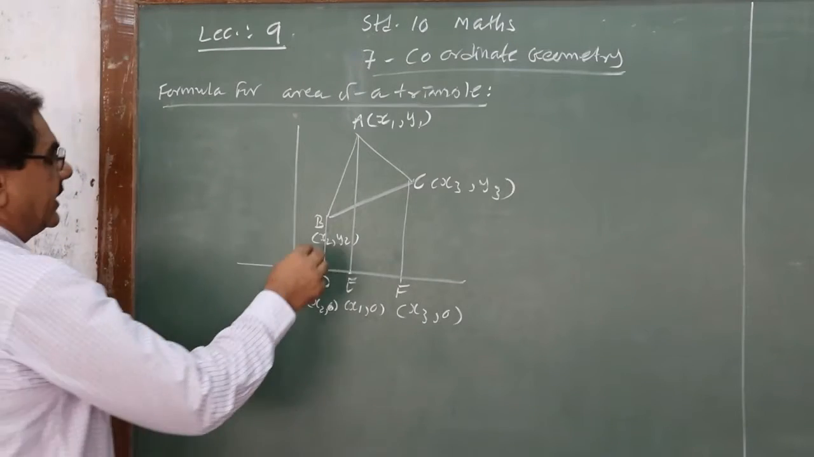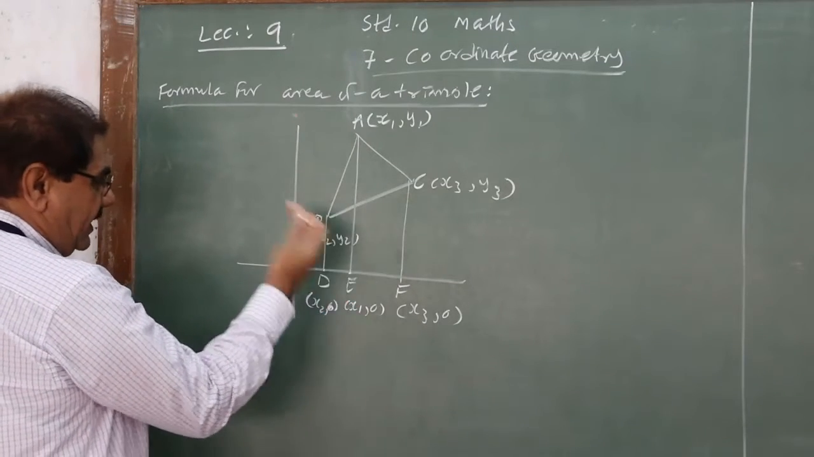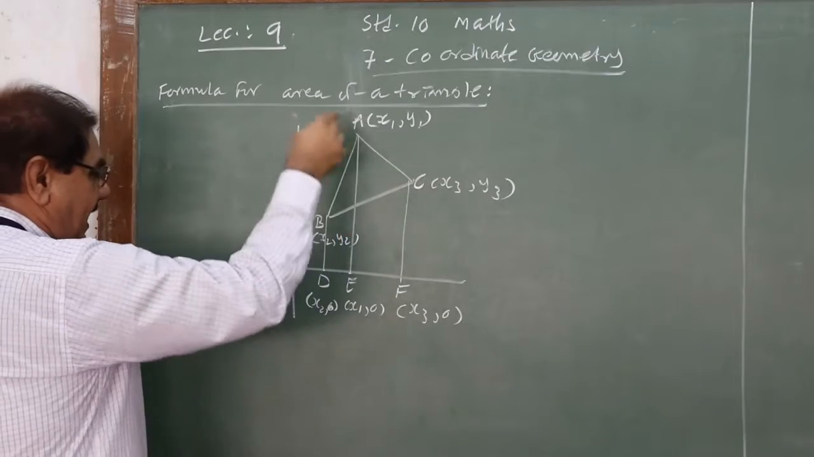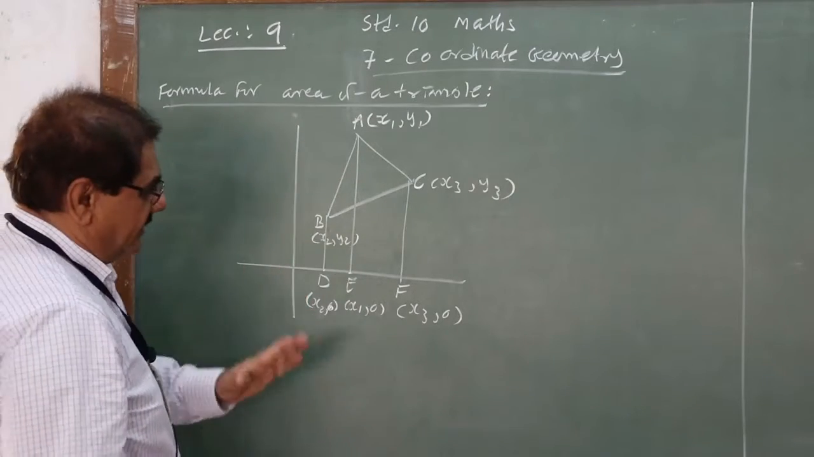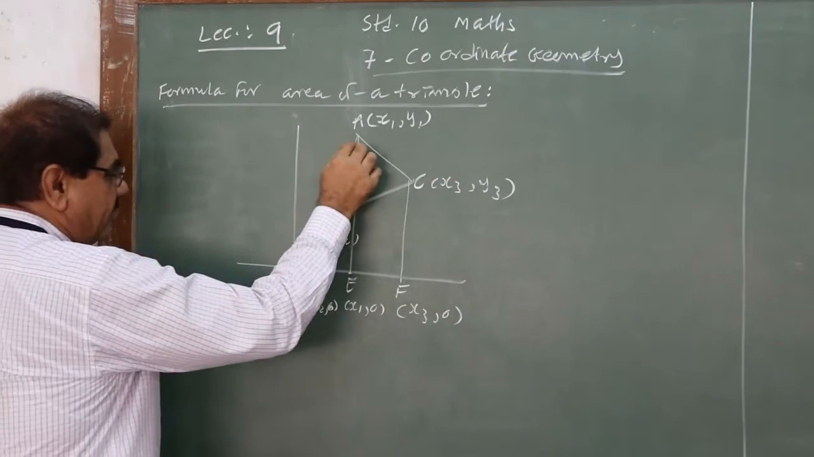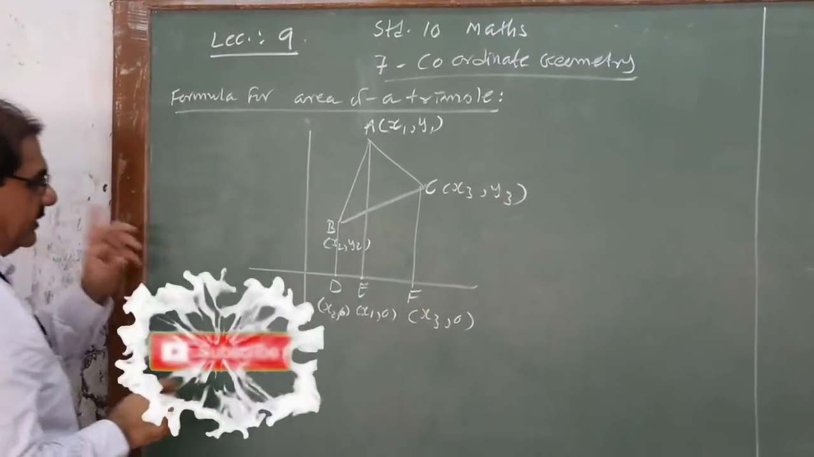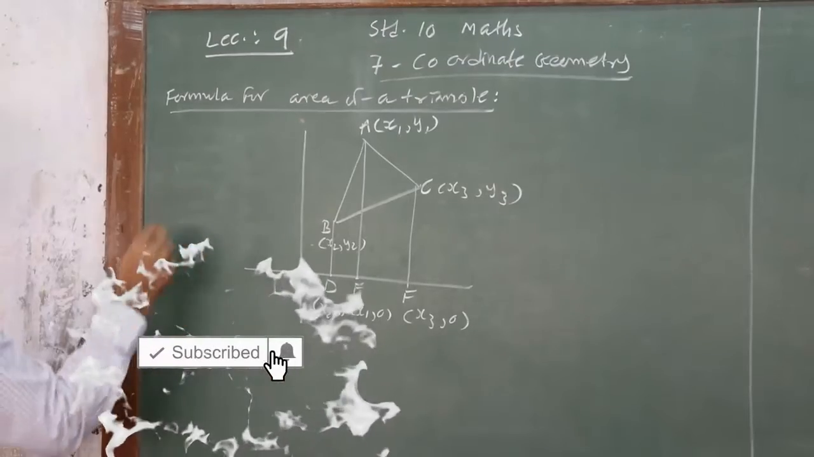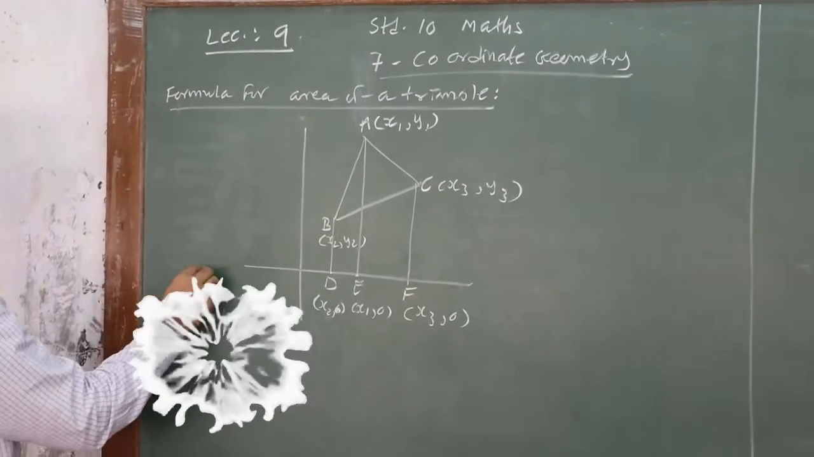Okay? Now in the same way, when the time comes for finding the length of this perpendicular, I will help you to know what to do. At present, we want to find out the area of triangle ABC. Now look, how this area of ABC can be found out.